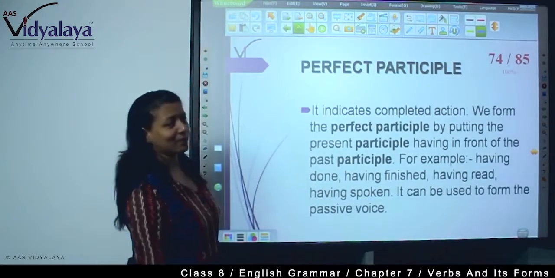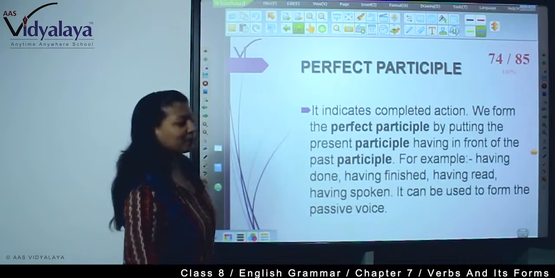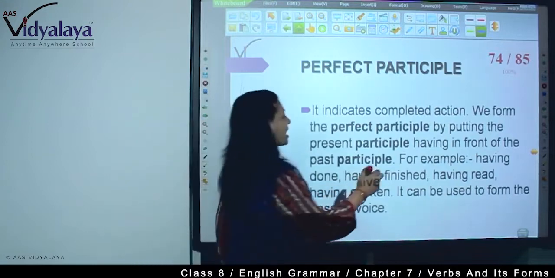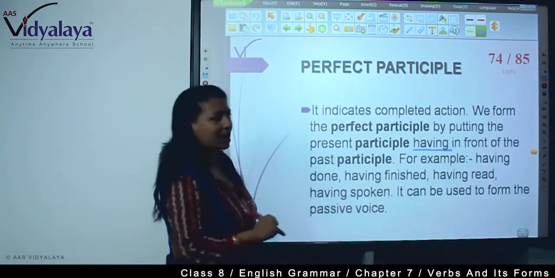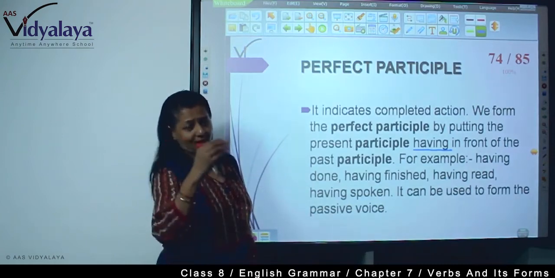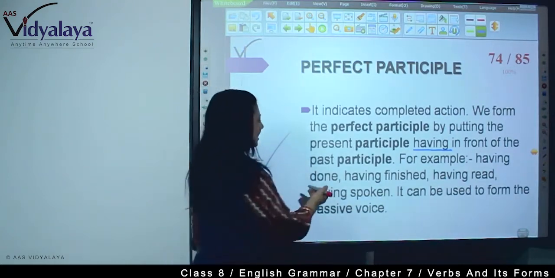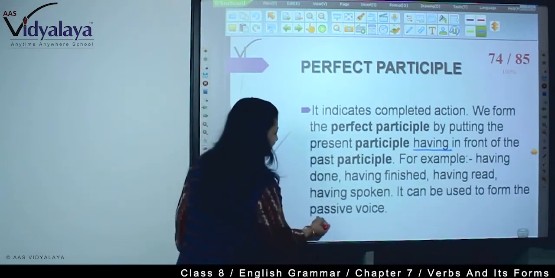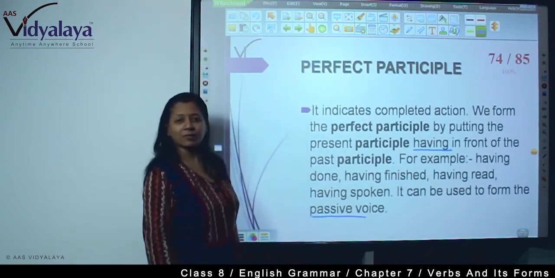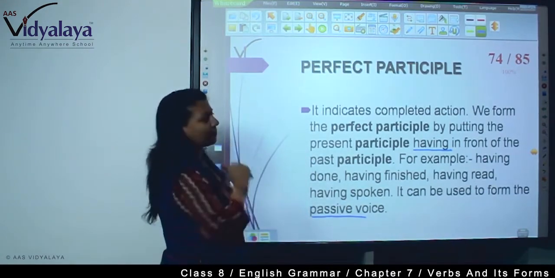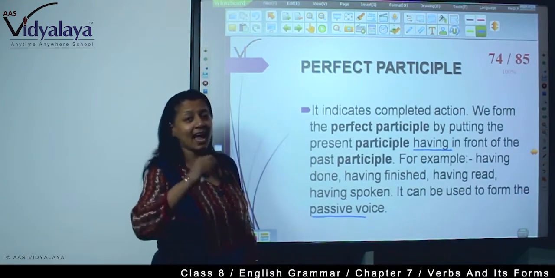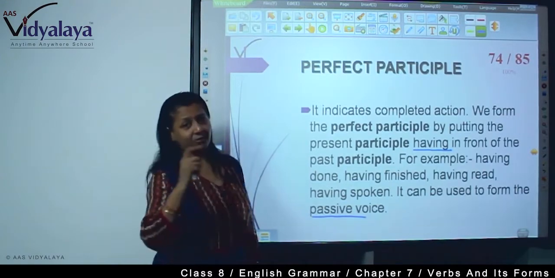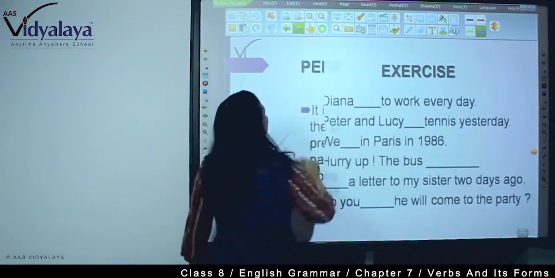Now, perfect participle. It indicates completed action. We form the perfect participle by putting the present participle having in front of the past participle. Having done. Having finished. So, having done, having finished, having read, having spoken. It can be used to form the passive voice. When I do the active and passive session with you, you will learn the perfect participle there. It has been done by him. Right? So, have and done, this you will do.